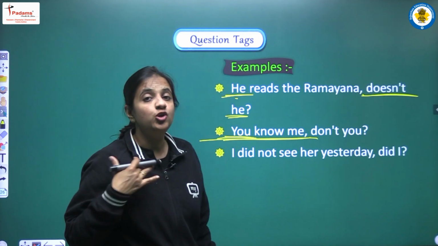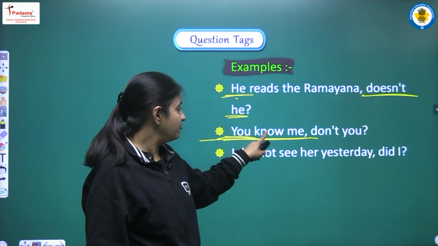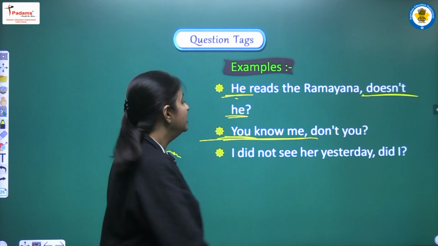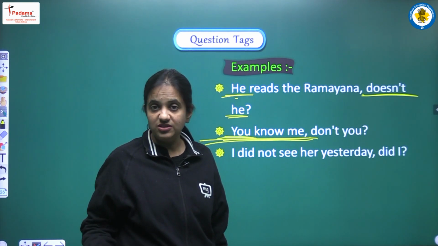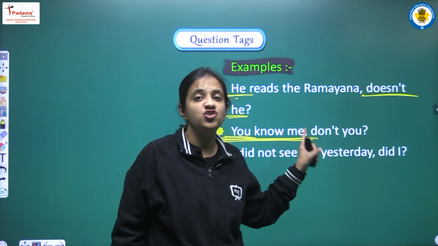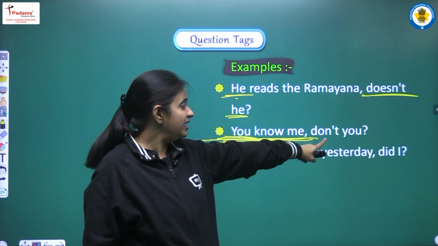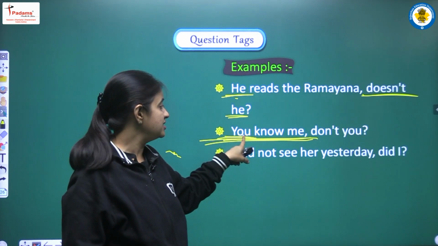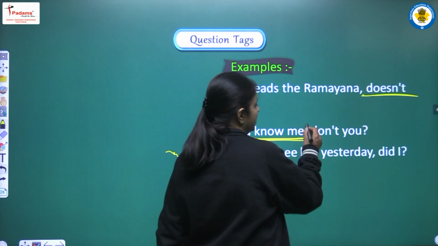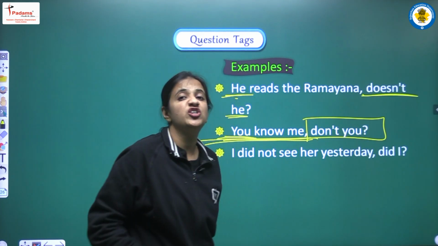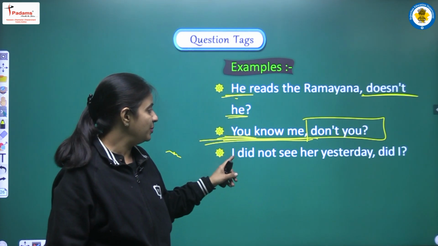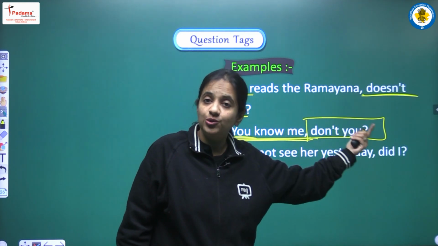In this sentence, do is hidden. Why? Because we have first form with you, this is again present simple tense, and do is hidden here. This sentence is a positive sentence, so the tag will be negative. So we are writing do plus not in a short form, that is don't. And after that we have to use the pronoun, the same pronoun that is there as the subject of the sentence. So we are writing don't you. This is the question tag that we have to add in this sentence. So the complete sentence will be you know me, don't you?